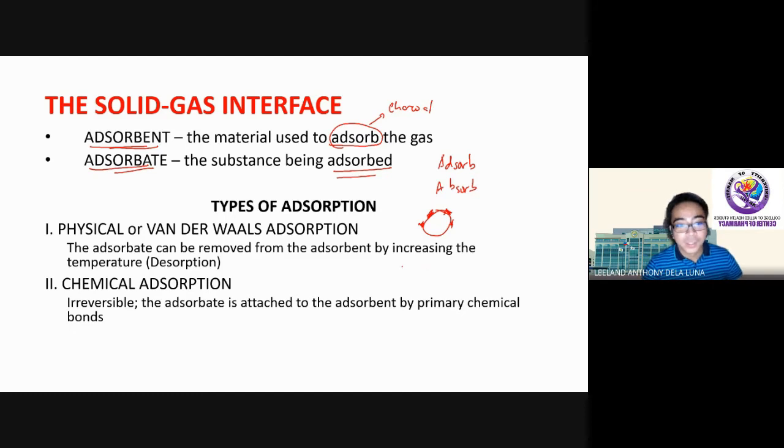Okay? So, what are the types of adsorption phenomenon that can happen? So, first class, we can have van der Waals adsorption or forces. So, meaning the bond between the solid interface and the substance, yung adsorbate, would be van der Waals forces. Right? And that's a physical type of adsorption. So the adsorbate can be removed from the adsorbent by simply increasing the temperature. So, we call it desorption.